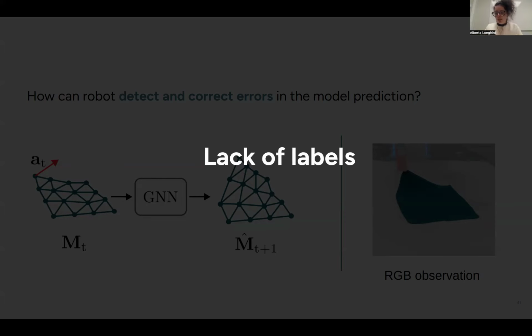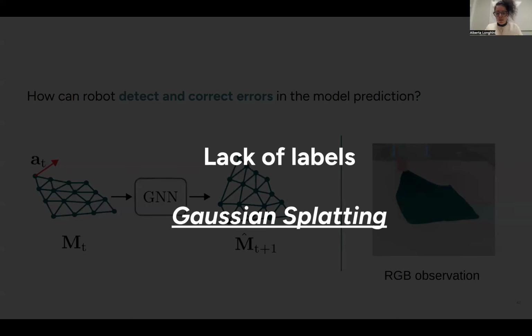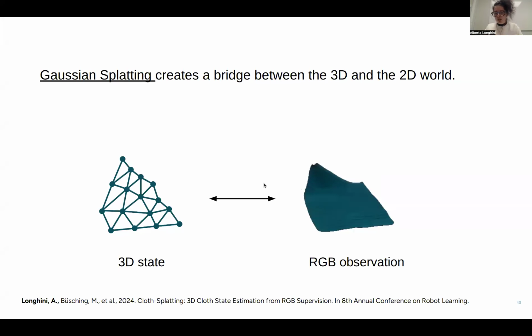And the tool that we use to address this problem is Gaussian splatting, which is a computer vision technique that creates a bridge between 3D state and RGB observation. I won't go into details of Gaussian splatting, but we can discuss it further later if you have some questions. But the main thing about this tool that I would like you to take with you is this bridge.